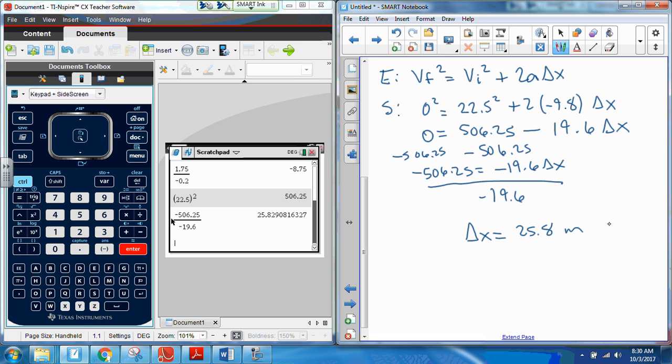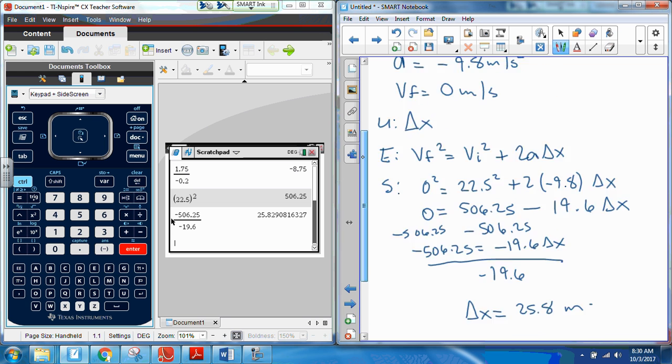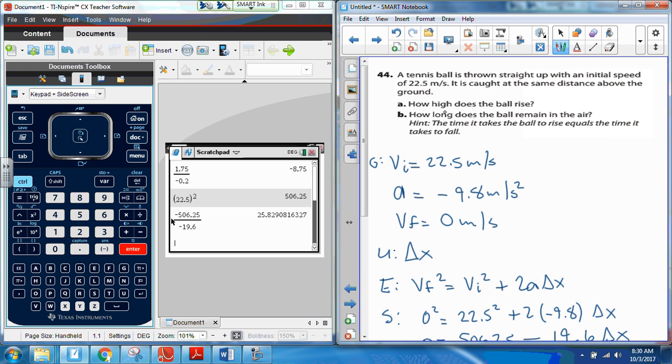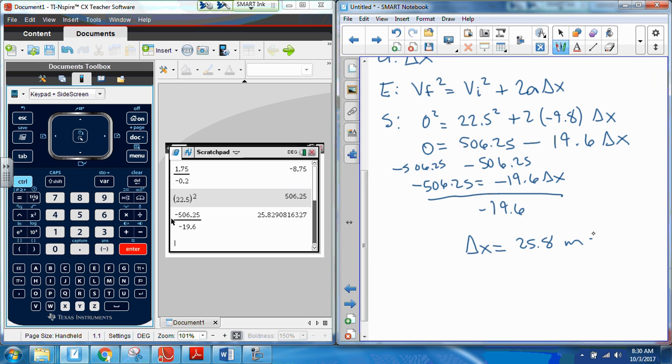This is displacement, so what direction does it have? Well, we have to think. Remember, equation 3 doesn't give us our direction. So did it go up or did it go down? Well, let's look over here. It says, how high does the ball rise? It went up. So make sure that you're looking at the question to figure out your direction if you use equation 3.